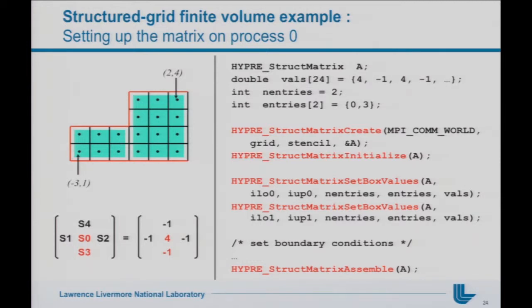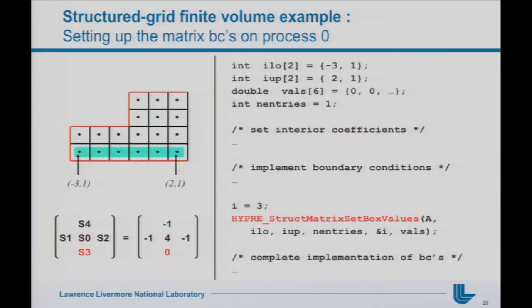So in this case, I'm setting coefficients on these 2 boxes in each of the 2 calls. And I'm only setting the center and the south coefficient in this example just to show that you can set 1 coefficient at a time, 2 or 4, whatever. It's up to you. And there's going to have to be some boundary condition fix up normally, and then you call assemble to finish the assembly of the matrix.